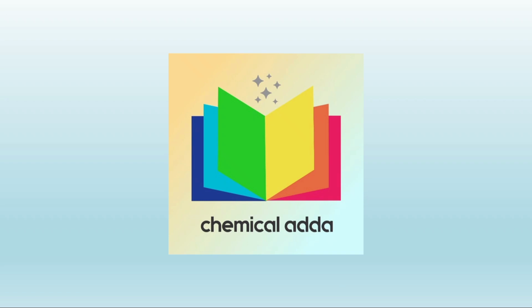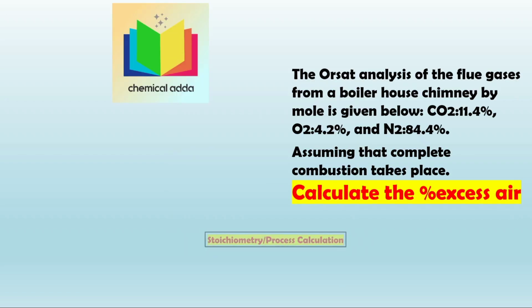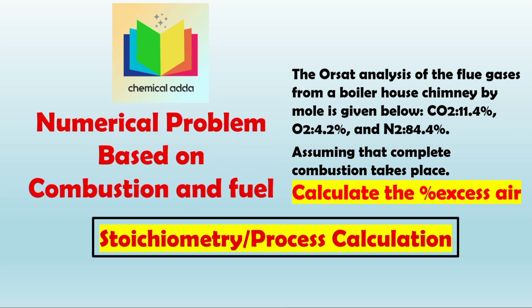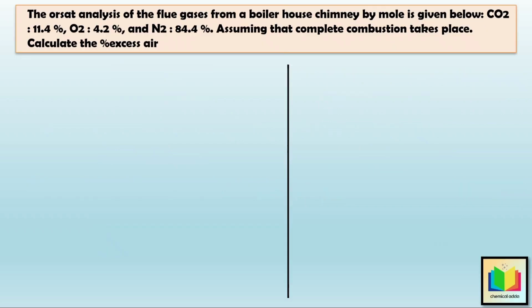In today's video, we are going to solve a very important numerical problem from stoichiometry or process calculation based on combustion and fuel. Here we will understand how to calculate the percentage excess air step by step. So the question is, the Orsat analysis of the flue gases from a boiler house chimney by mole is given below. CO2 is equal to 11.4%, O2 is equal to 4.2%, N2 is equal to 84.4%. Assuming that complete combustion takes place, calculate the percentage excess air.